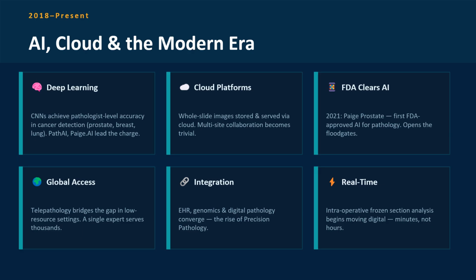And this brings us to today, the age of AI, cloud, and connected pathology. Deep learning models now match the accuracy of a pathologist in detecting prostate, breast, and lung cancer. Cloud platforms are allowing whole slide images to be stored, accessed, and analyzed from anywhere on the planet. In 2021, Paige Prostate became the first FDA-approved AI tool in pathology. A door opened, and many will now walk through that door.